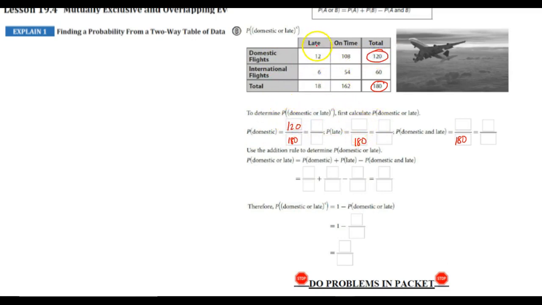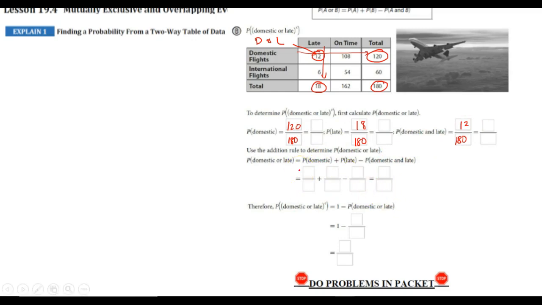For late flights, that would be 18. All right. And then last but not least, domestic and late. So that would be where they kind of cross, which I believe would be domestic and late. So let's go ahead and reduce all of these. Once we reduce that, we'll put these here and figure out what our probability is going to be.